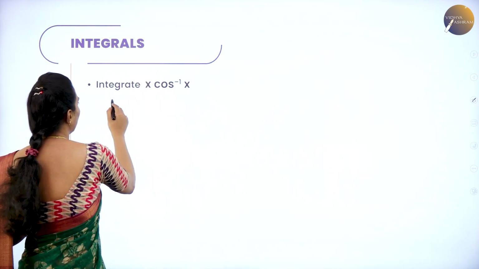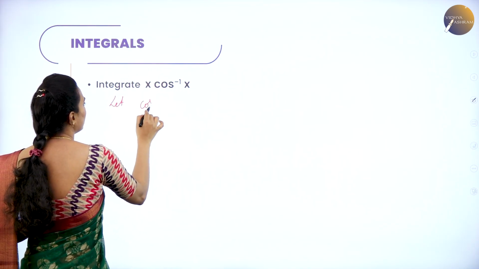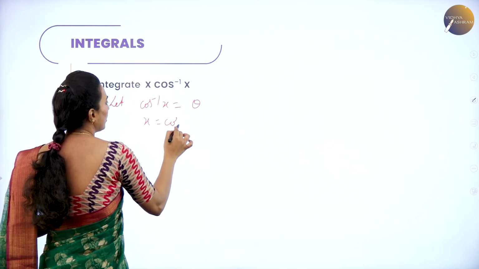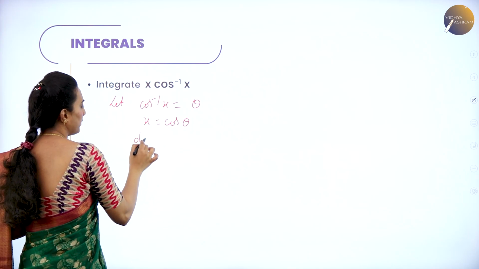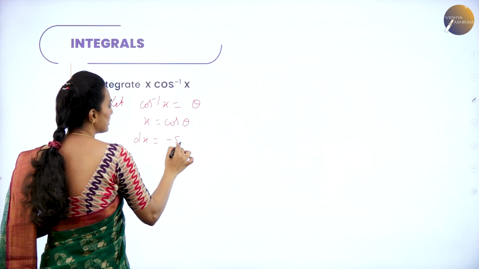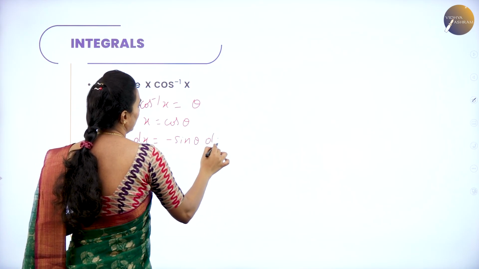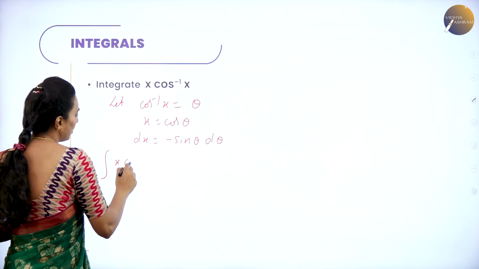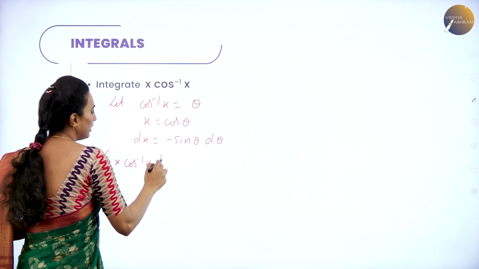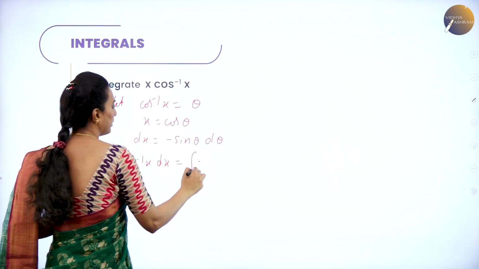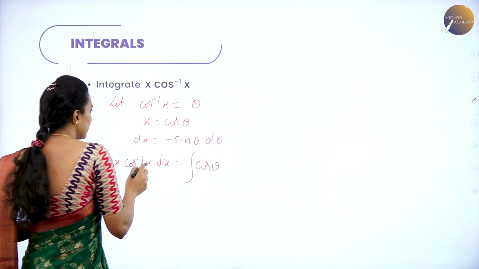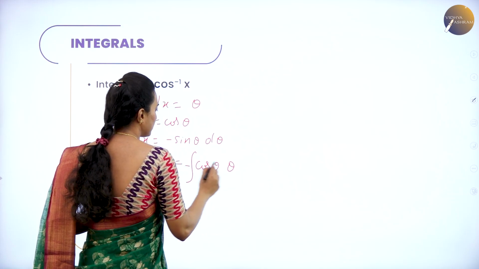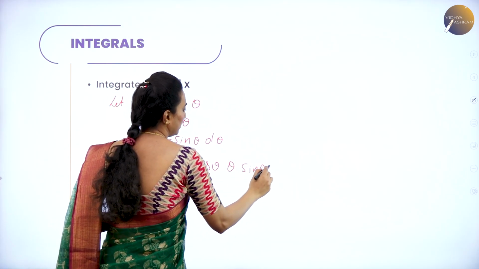So let us substitute: let cos inverse of x be equal to theta, otherwise x is equal to cos theta. Differentiating this with respect to x, dx is equal to minus sin theta d theta, right? So let me write the given problem symbolically: the integral of x into cos inverse of x into dx, where x is nothing but cos theta, cos inverse of x is nothing but theta, and dx is nothing but minus sin theta d theta.